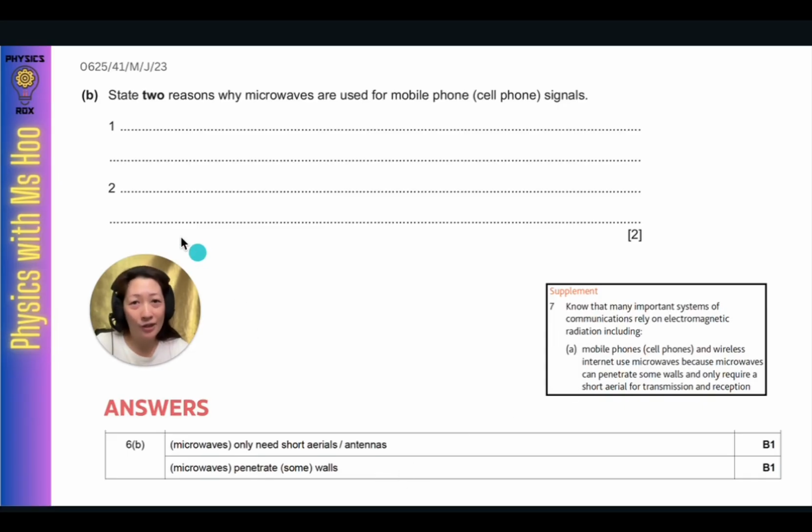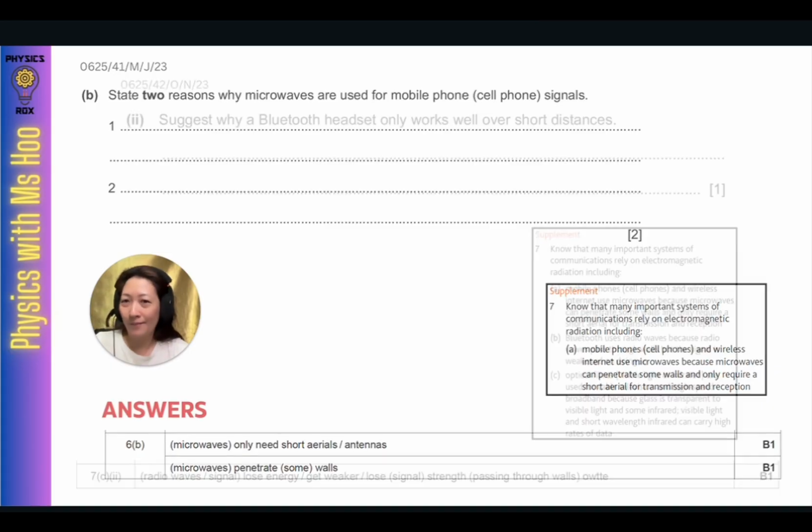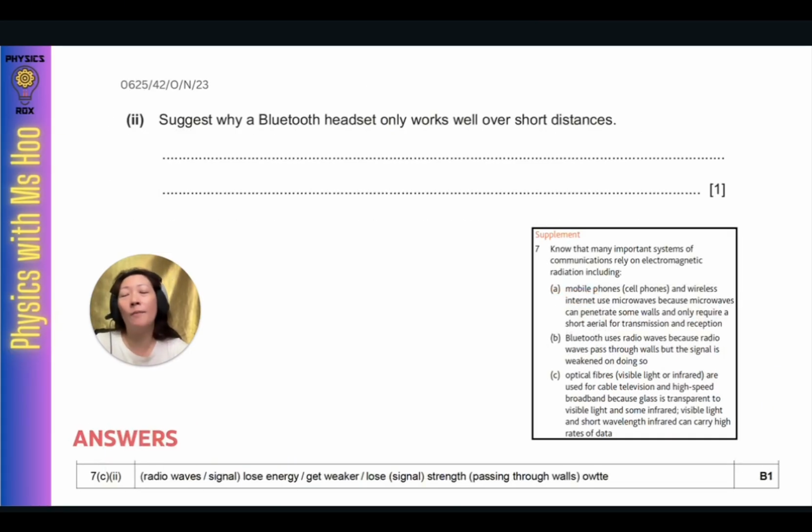So as I had mentioned at the beginning of the video, state is a recall type of question. You just need to recall what is written here in the syllabus guide. Let's go through one more example. This is an extract from the winter 2023 paper variant 2. Suggest why a Bluetooth headset only works well over short distances. Again, you don't have to crack your head trying to figure out what Bluetooth is. It's right here in the syllabus guide.